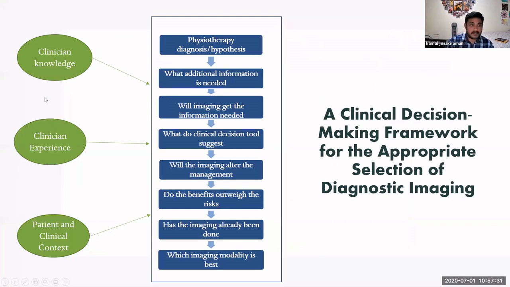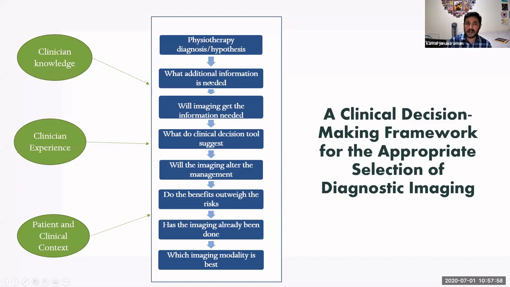So some of the important things required are the clinician knowledge, clinician experience, and patient clinical context. First, all these things will influence in making the decision. The clinician knowledge is experience in evaluation and prescription, and what is the patient condition. All this is essential. So first thing is the physiotherapy diagnosis or hypothesis, what you make.